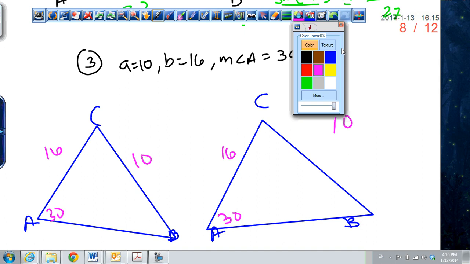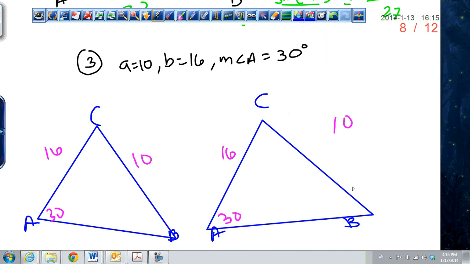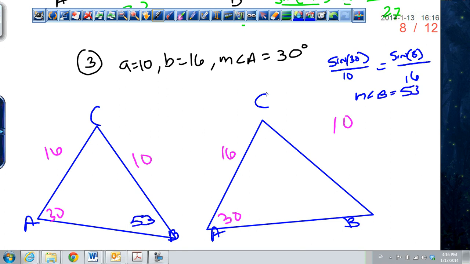So what we're going to find by doing this is that B kind of has a couple different options. So I got sine of 30 over 10 is equal to sine of B over, where am I? Sine of B over 16. There you go. So when we do that, we're going to have 2 different options. So we do all the manipulation, all that stuff, and we get that the measure of angle B is 53. So that means our one option is 53.